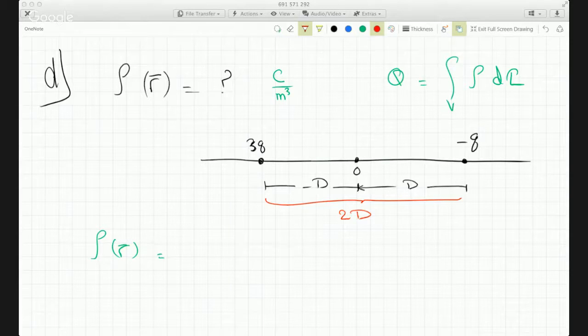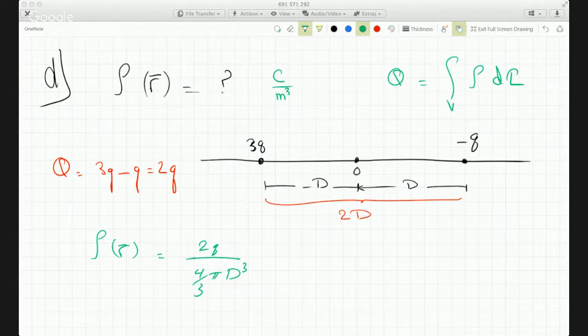And what is the total charge here, by the way? What is Q? It's 3q minus q. It's 2q. So on that volume, you're supposed to get 2q over the volume of the sphere that you are considering, right? So this will be 2q. What's the volume of a sphere? 4/3 pi r cubed, and r is d, so d cubed, right?